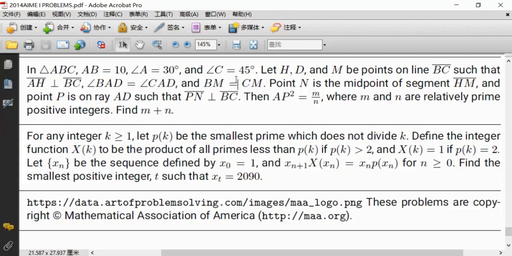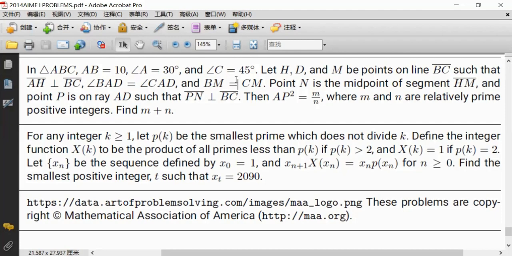Point N is the midpoint of segment HM, and the point P is on AD, such that PN is perpendicular to BC. Then AP squared equals M over N, and we should find AP squared, then finally find M plus N.